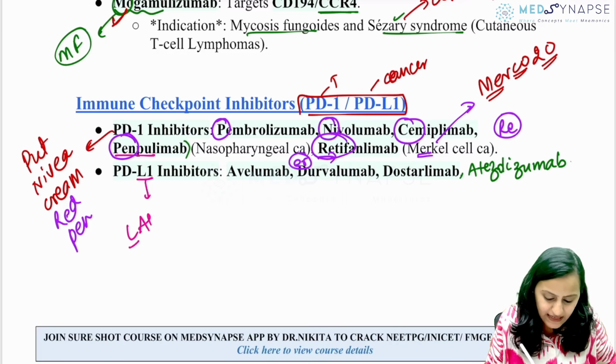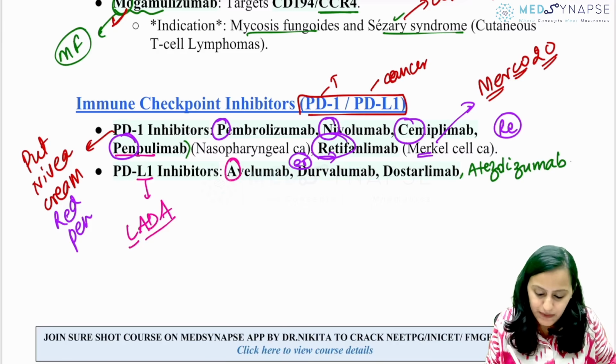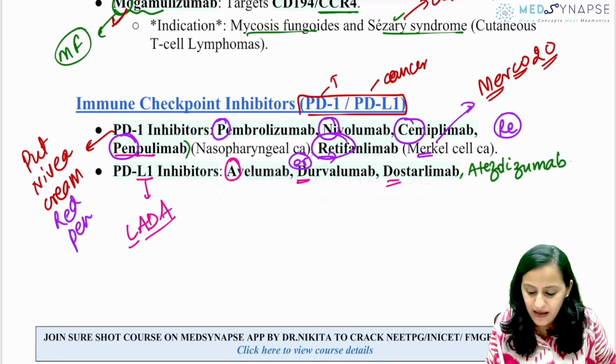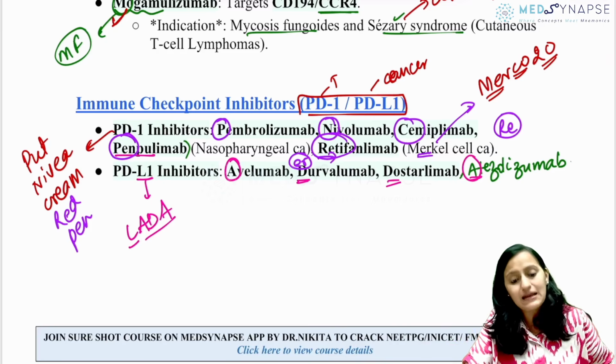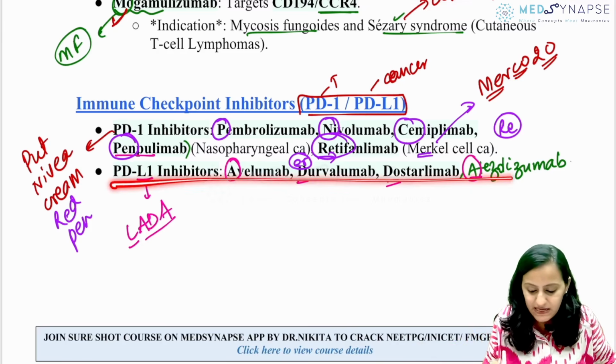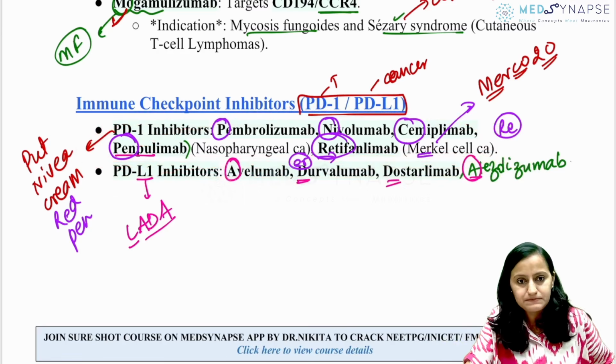L1 for L, LADA, ADA, the A and the D drugs. Avelumab, Durvalumab, Dostarlimab, and Atezolizumab. Okay, so that is LADA drugs, that is PDL1. So please remember which is PDL1 and which is PD1. Put Nivea cream with red pen.